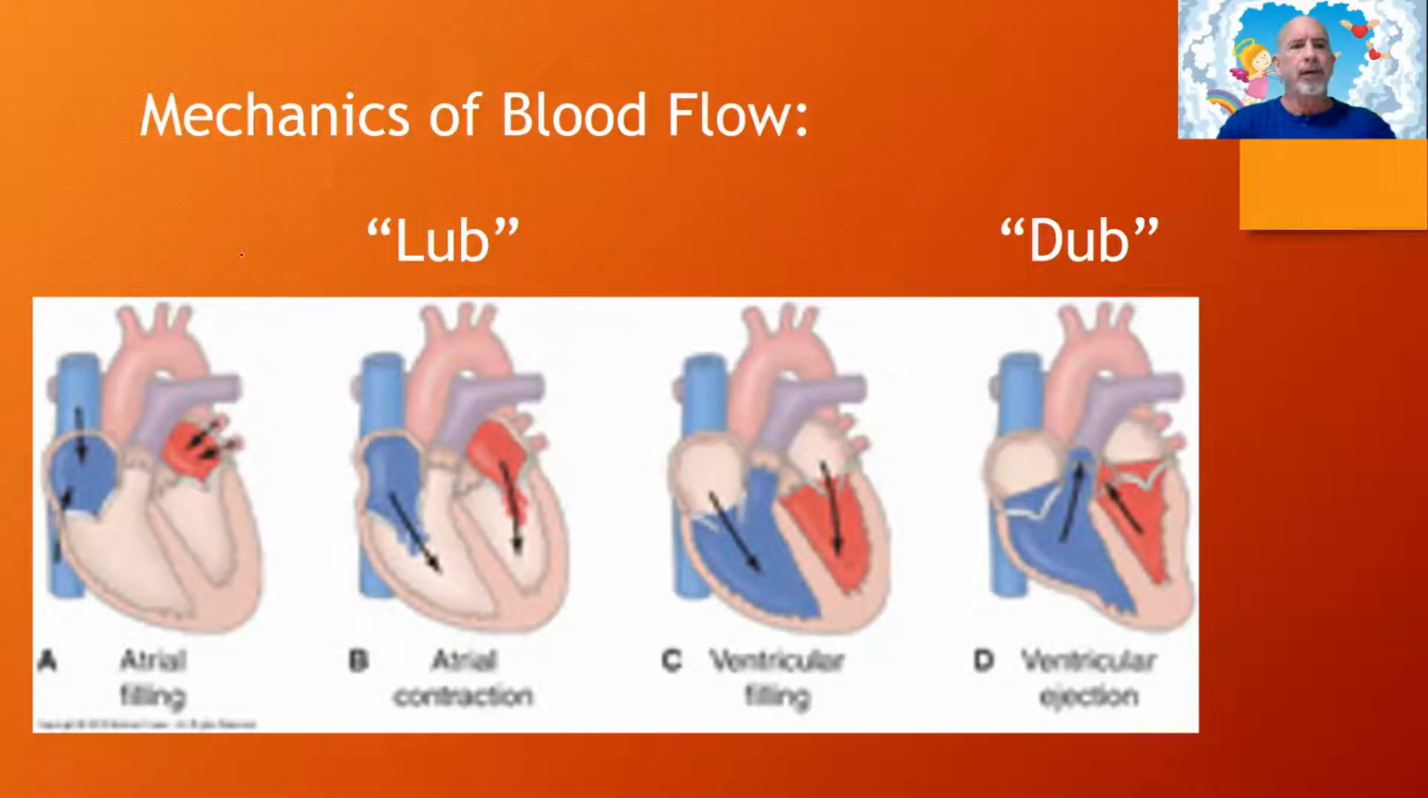Moving on. Now here again, how it actually works. The blood flows in from the body into the right atrium. From the lungs, it flows into the left atrium and it fills these up. And then the atrium contracts.